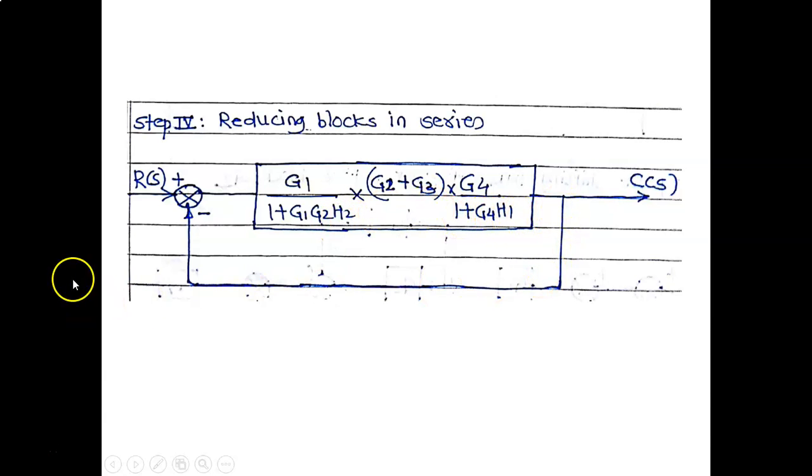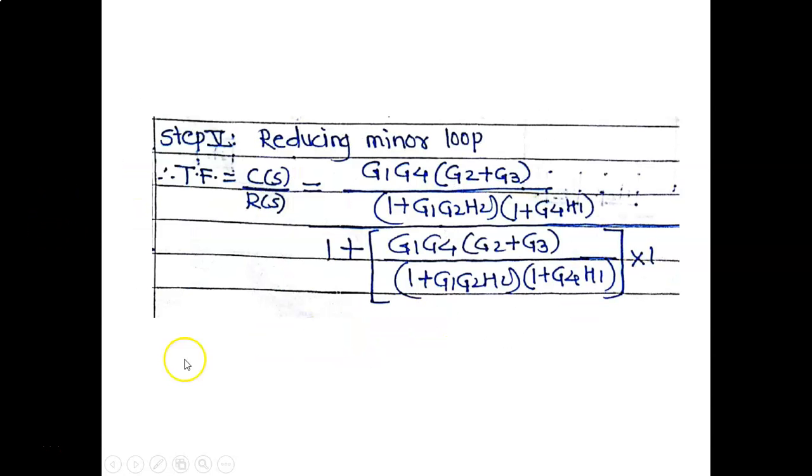and this is known as unity feedback. Now this is also a minor feedback loop with unity feedback. Therefore we will solve this minor feedback loop. Therefore, reducing the minor feedback loop, the transfer function C upon R is equal to G1 G4 into bracket G2 plus G3 divided by 1 plus G1 G2 H2 into 1 plus G4 H1, divided by 1 plus G1 G4 into G2 plus G3 divided by 1 plus G1 G2 H2 into 1 plus G4 H1 into 1.